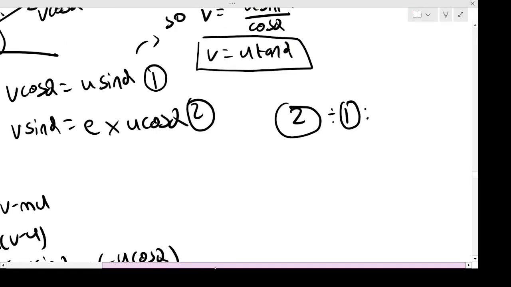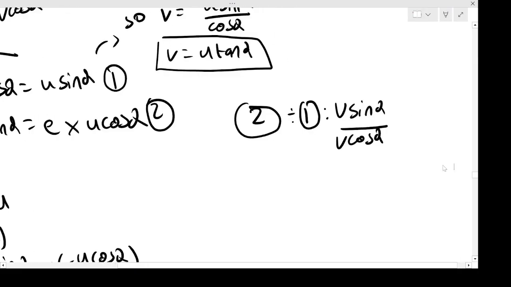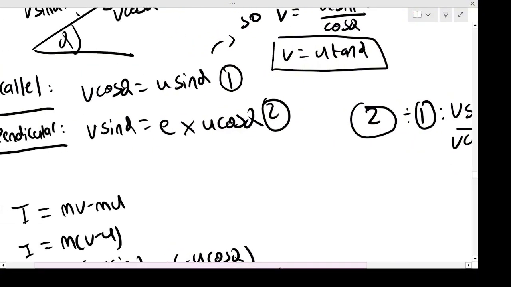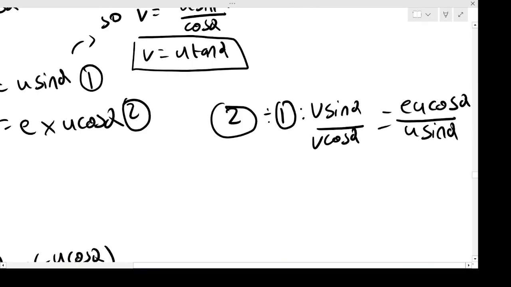that's going to be V sine alpha over V cos alpha, which is going to be e U cos alpha over U sine alpha. So hopefully you're happy with this. I'm just dividing the second equation by the first one here, and so I get this result.